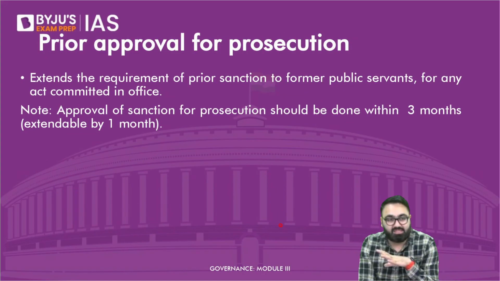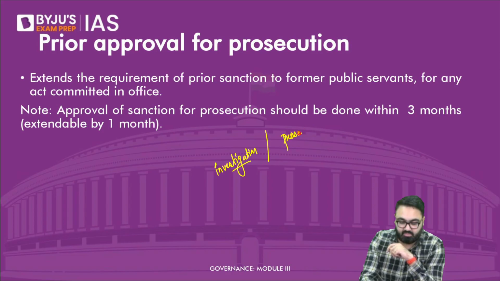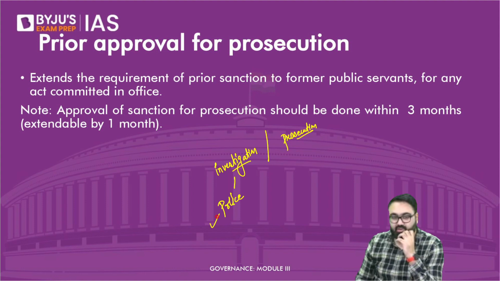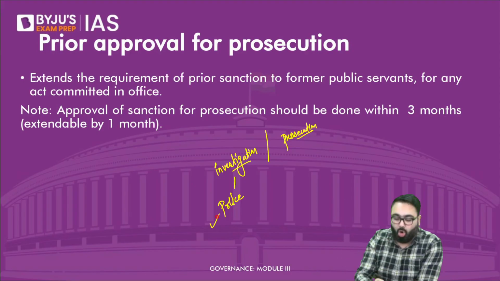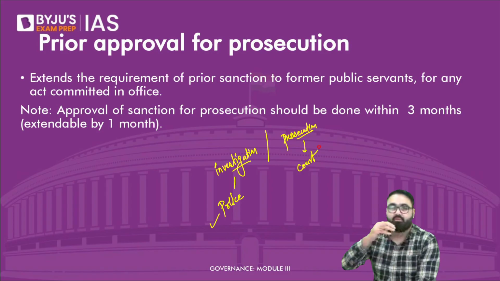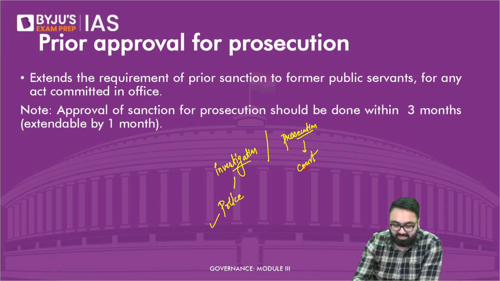Now, the problem is there is something called investigation, and then there's something called prosecution. These are two different things. Investigation is to be done by the police, for which you require government's permission. After the police has done the investigation, the matter will go to the court. Court proceedings are called prosecution. Prosecution means starting a case against someone, trying to punish someone. It happens in the court. For that also you require government's permission.